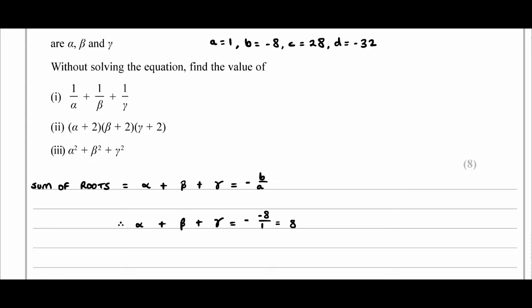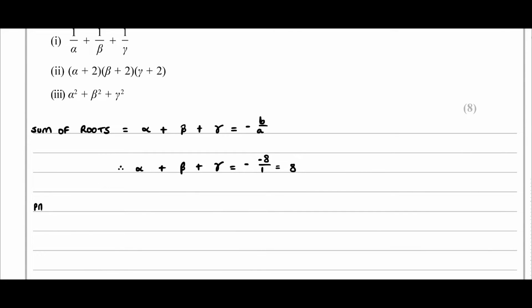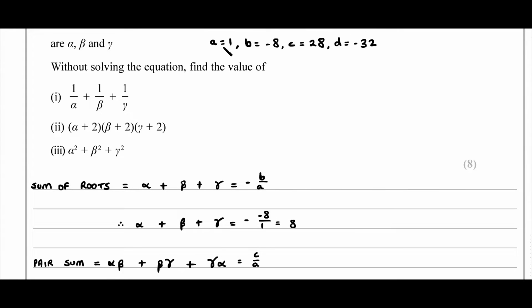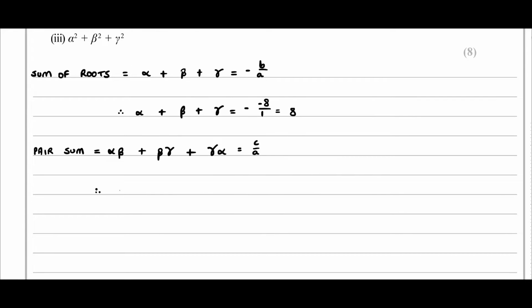And if we consider the pair sum, for the pair sum, we have alpha beta plus beta gamma plus gamma alpha, and this is equal to c over a. C is 28, a is equal to 1. So therefore, alpha beta plus beta gamma plus gamma alpha is equal to 28 over 1, which is 28.